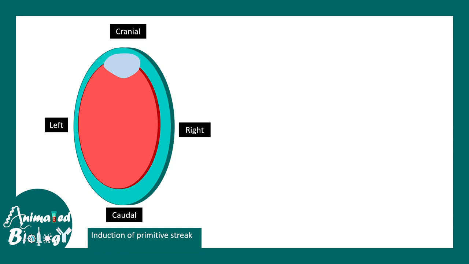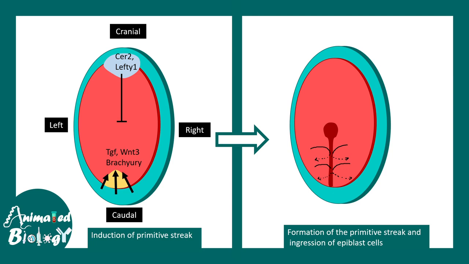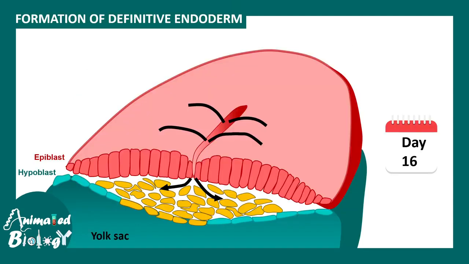So what forms the primitive streak? The induction of the primitive streak happens with the help of several signaling molecules like TGF-beta, Wnt, brachyury, and the opposing gradient of Cerberus and Lefty. So this defines the primitive groove and primitive streak formation and ultimately induces the ingression movement of the epiblast cells.